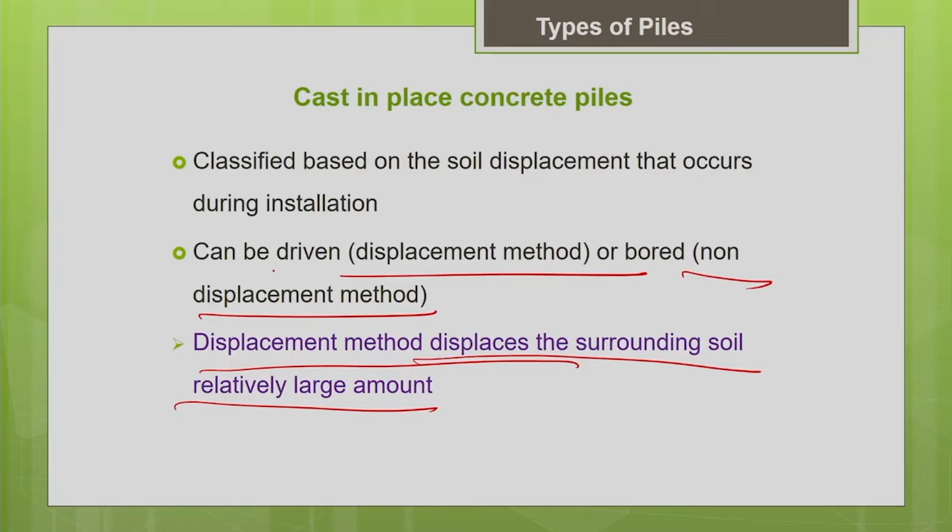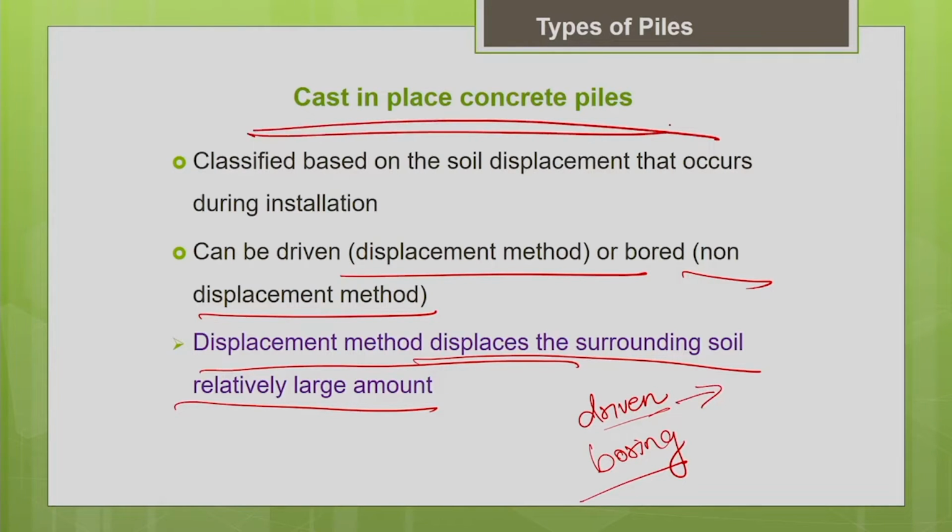So, there are two options to make the cast in place concrete pile. One is your driven method, driving. The other one is your boring method. Driven means I am going to drive the casing. Here, because it is a cast in place concrete pile, we will be driving the casing with a hammer. That is why it is called the driven method.